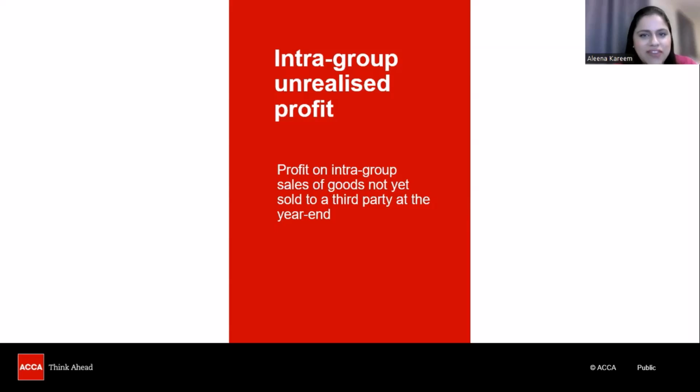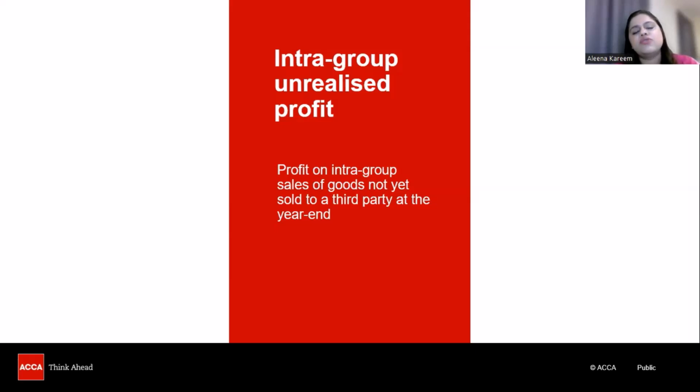unrealized profit. If I take it in the reverse order, number one, it has to be profit. So if one company is selling goods to the other company at a loss, that's not going to be accounted for over here. Number two, it is unrealized. So these are the goods which were sold by one party to the other. The other party tried to sell them to third parties, but for what was sold to third parties, we do not bother. The goods that were left unsold at the year end are the ones that we identify. Those are the ones on which we calculate the unrealized profit.